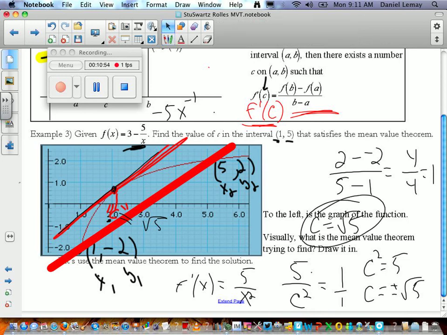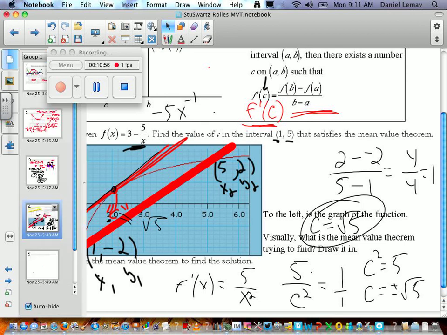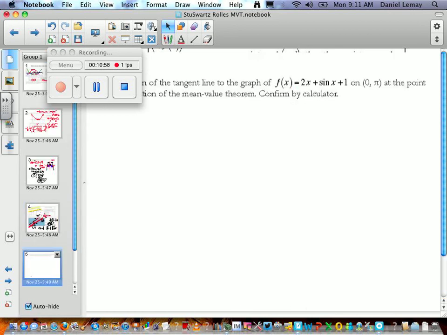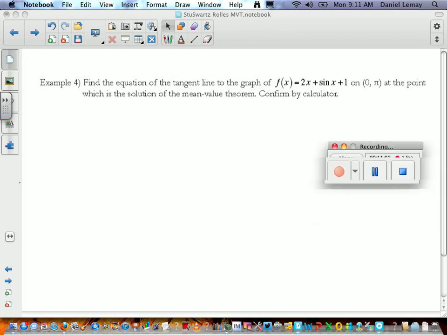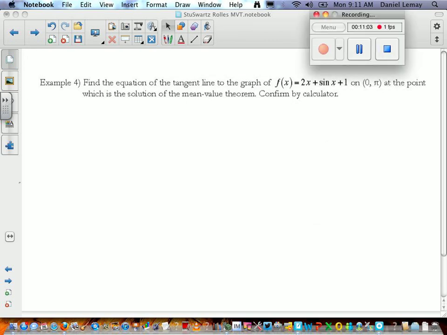Okay, let's try the next problem. Find the equation of the line tangent to the curve at the point at which the solution was. So basically what they want us to do is find the slope of that secant line, right? Find the slope of the secant line just like what we did, and then find the equation of that line.